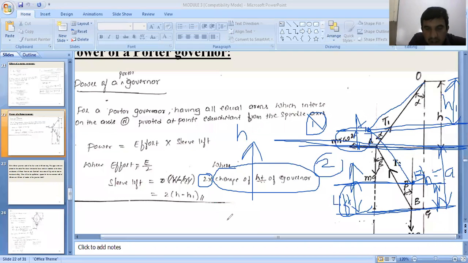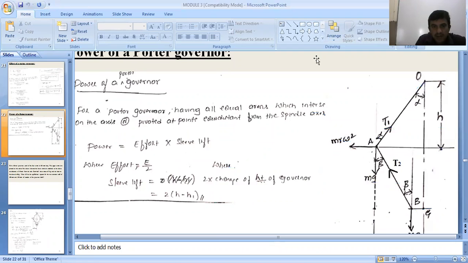Any doubt regarding this? Yes, please ask the question. If you're not able to understand it, please ask the question. Sir, once more, sir. The sleeve lift you want?